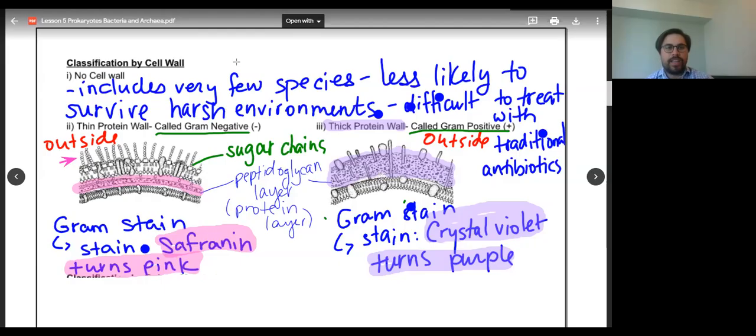Alrighty, judging by the quietness, I'm assuming that everyone is okay for the most part. If you have a question specifically, does safranin have anything to do with saffron? No, but good guess. It does not have anything to do with saffron. It is just, I think it's named after a scientist. I'm not actually sure about what the history of safranin is, though. I just know that it is a pink stain, and it turns gram-negative cells pink.